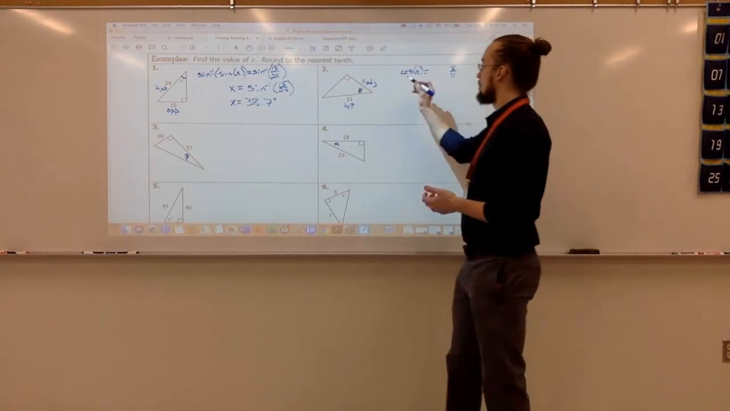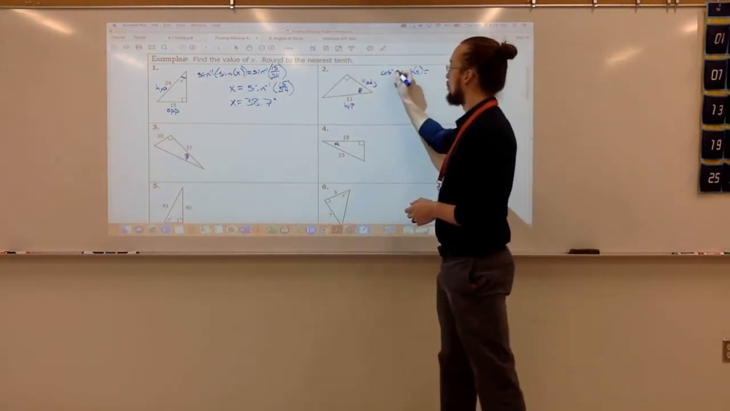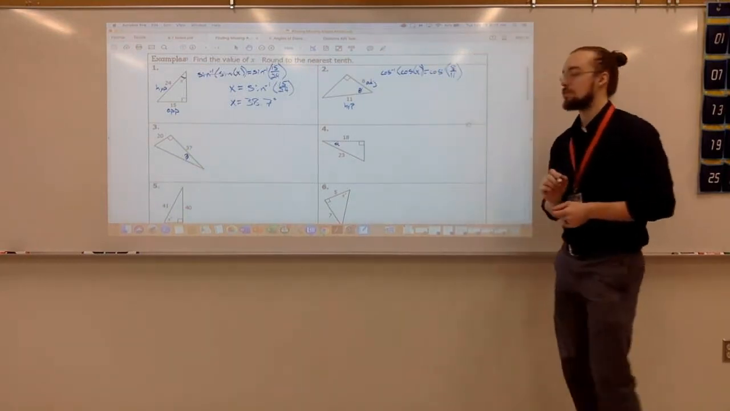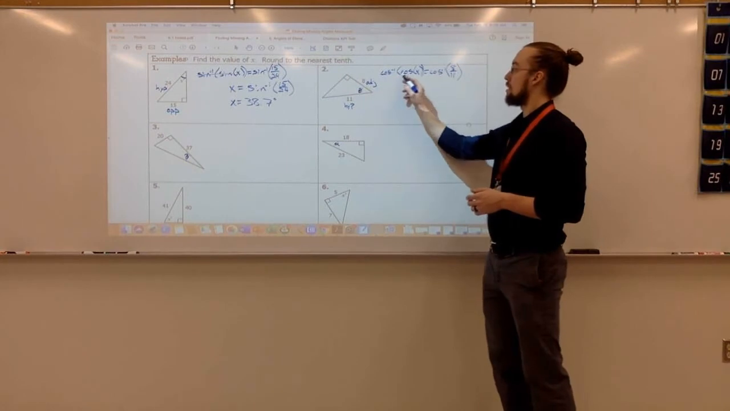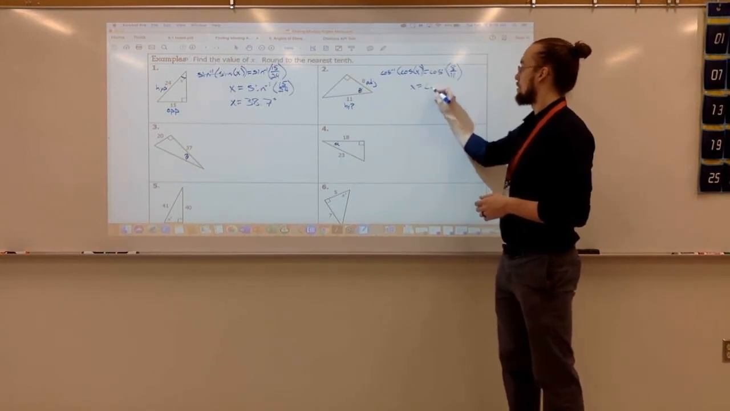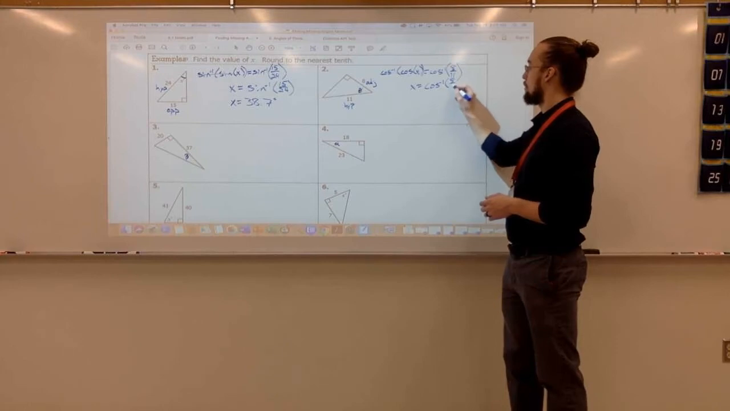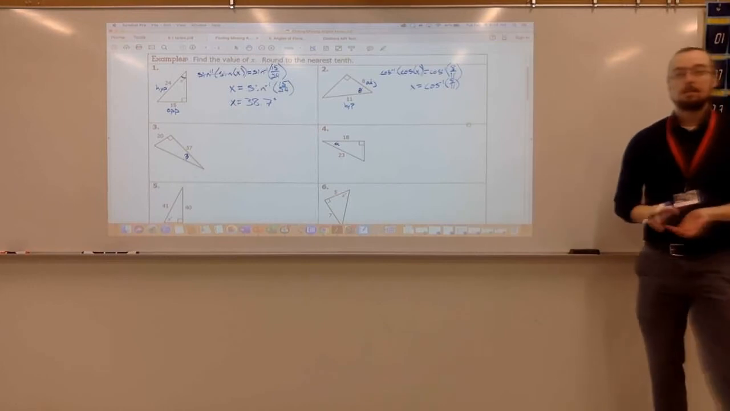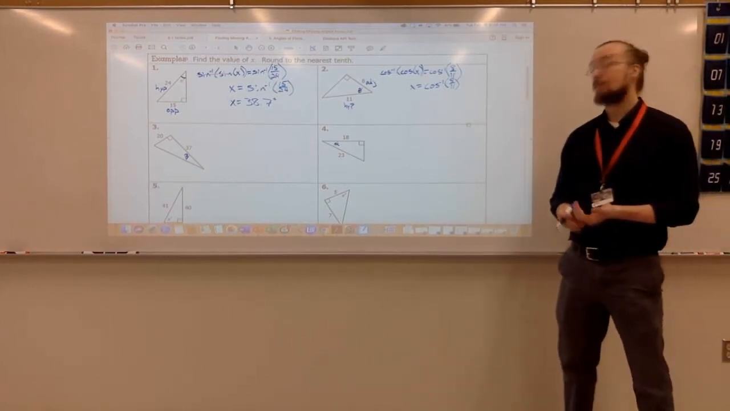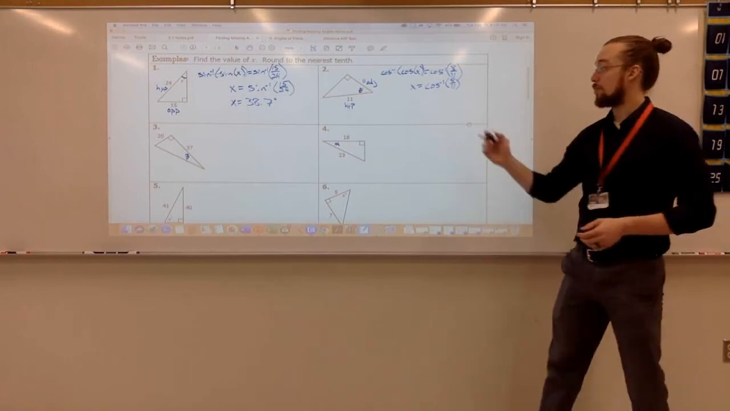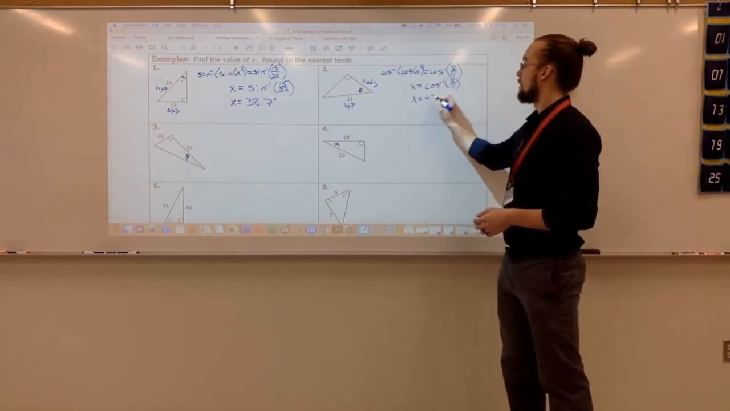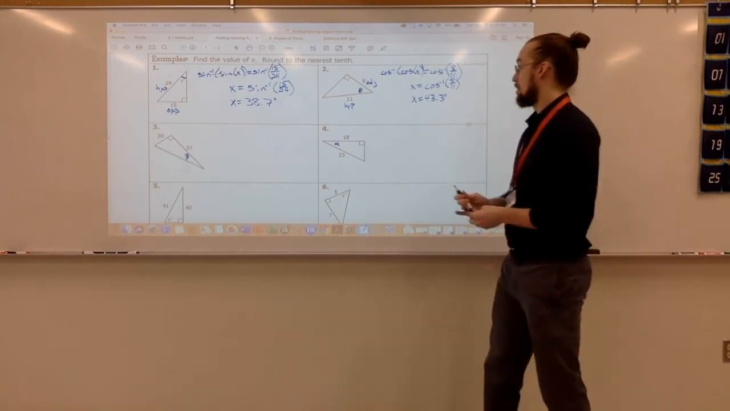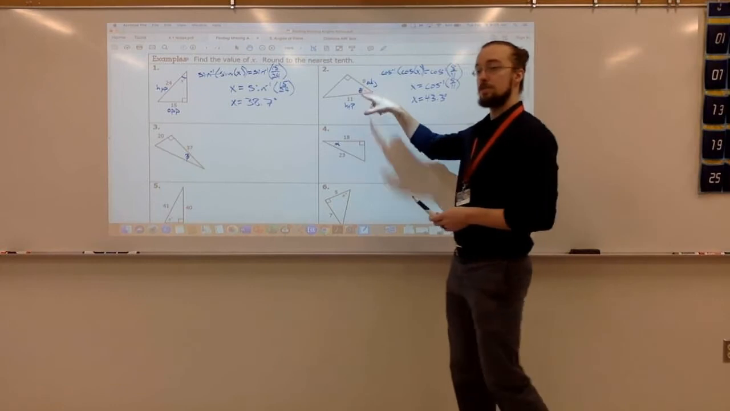Then, to get x by itself, we're going to undo cosine. So I'm going to take the inverse cosine of both sides. That cancels these out. We get x equals the inverse cosine of 8 over 11. And that then we can put into the calculator. What is it? 43.3. So yeah, that's 43.3 degrees is the measure of this angle.